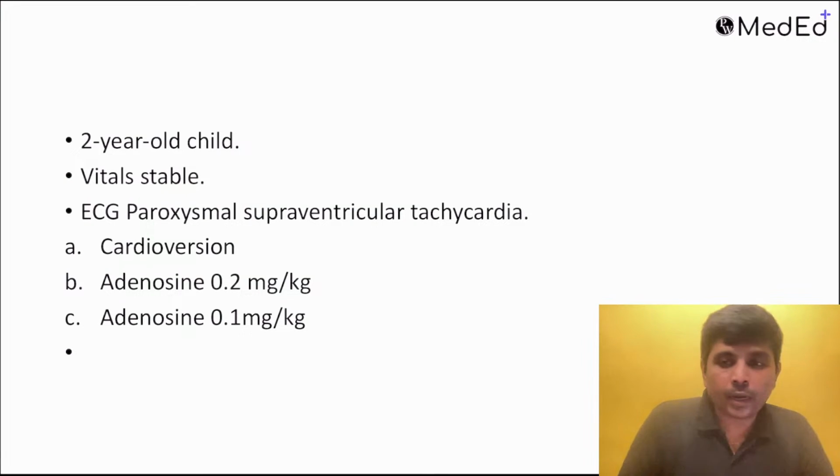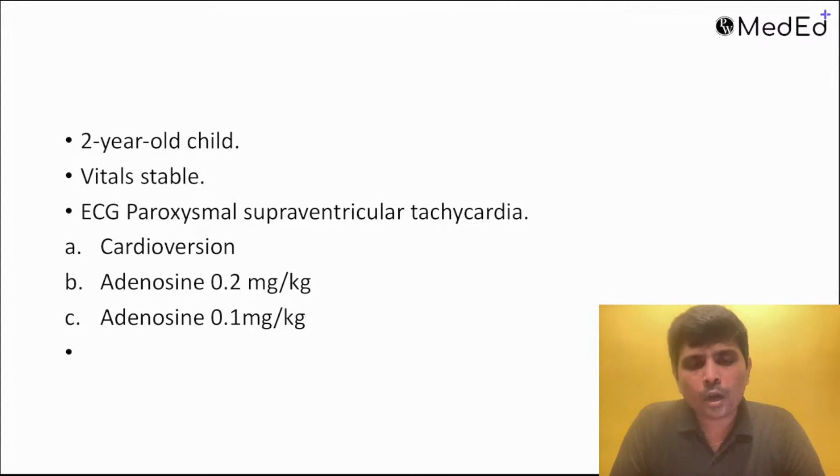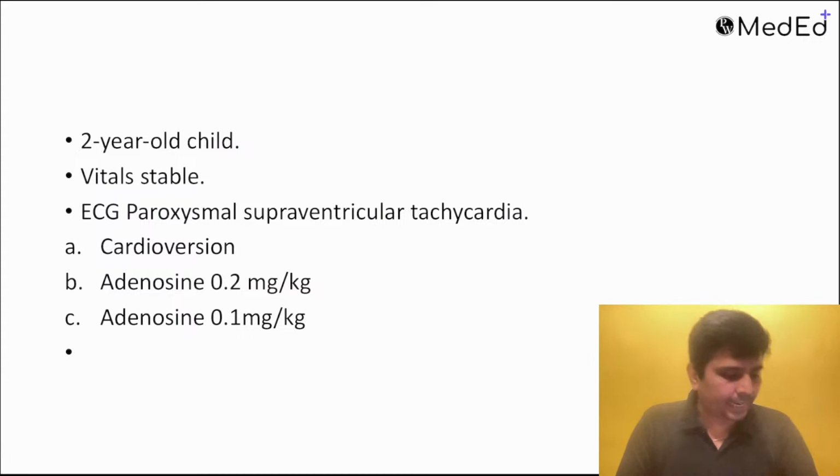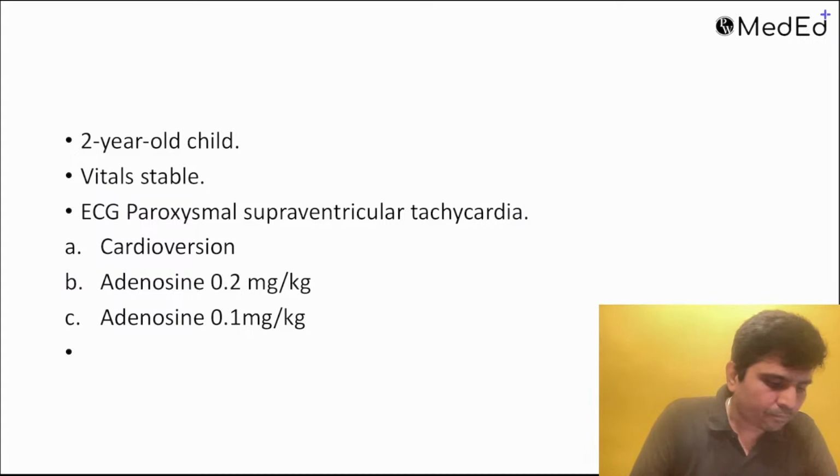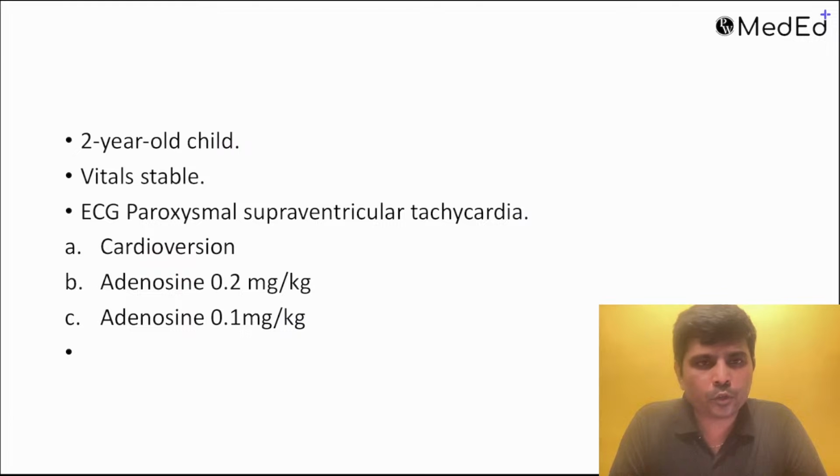I'll be looking into the chat box today so that if there are some issues with respect to the stem of the question or the choices, we can correct it and you can ask your doubts directly. Right. A 2-year-old, vitals stable, ECG showing paroxysmal supraventricular tachycardia. What is the next step? Is it cardioversion, adenosine 0.1 mg per kg, or adenosine 0.2 mg per kg? What is the fourth option? Is it amiodarone?